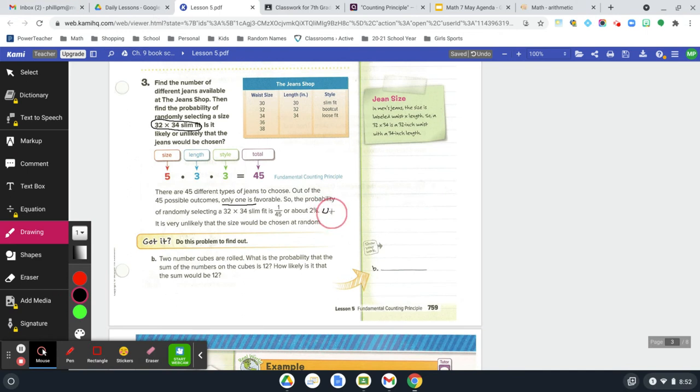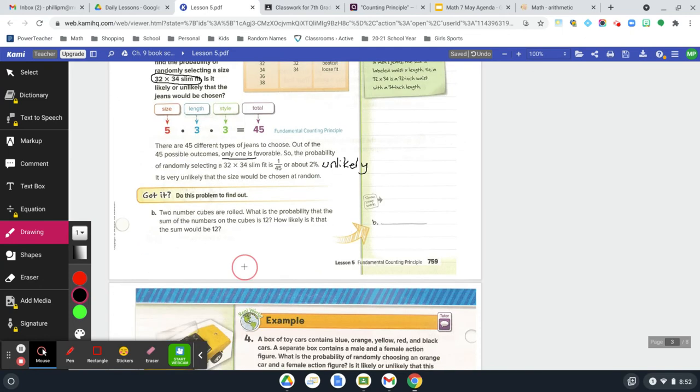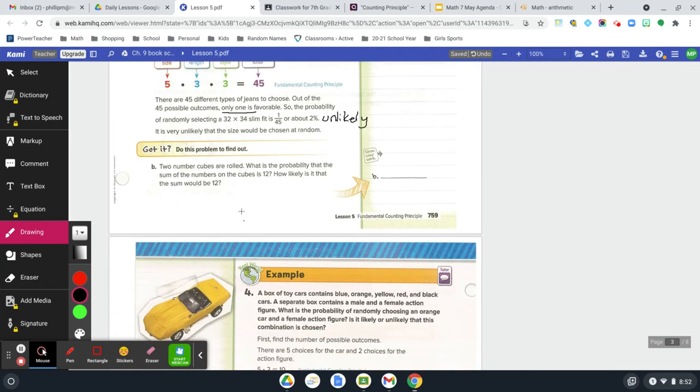That's unlikely, right? So if we think back about the number line earlier in the chapter, and we think about where that falls in that number line, 2%, that's a very unlikely event. That's unlikely you're going to randomly select that particular pair of jeans. Okay, so let's take a look at the got it here, letter B.